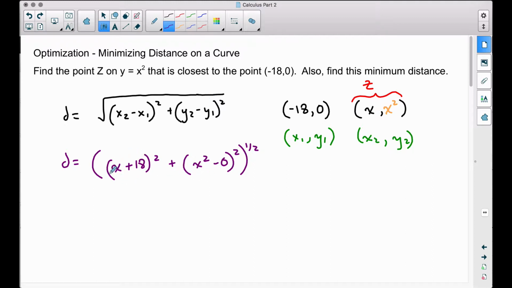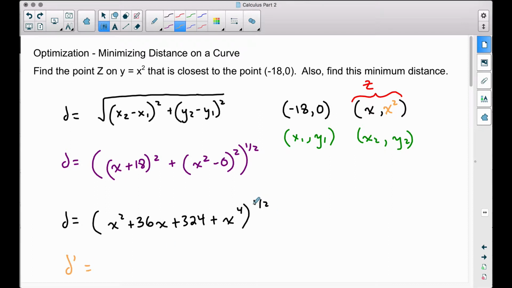We're going to take x plus 18, square it, and then add x to the 4th because x squared minus 0 squared is x to the 4th. And that's exactly what I've done here. X plus 18 all squared is x squared plus 36x plus 324, and then we have our plus x to the 4th. Now we're ready to find the derivative of this thing, because we want to find a minimum. And when you're dealing with calculus, to find a maximum or a minimum, we're going to find the derivative, and we're going to set it equal to 0.